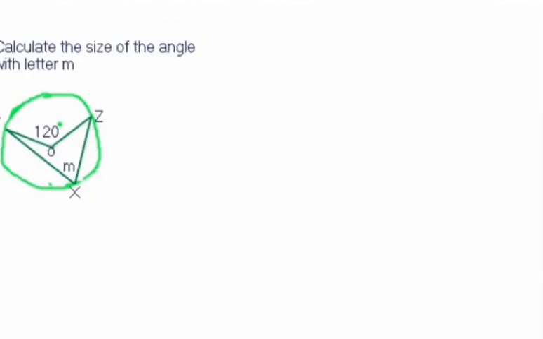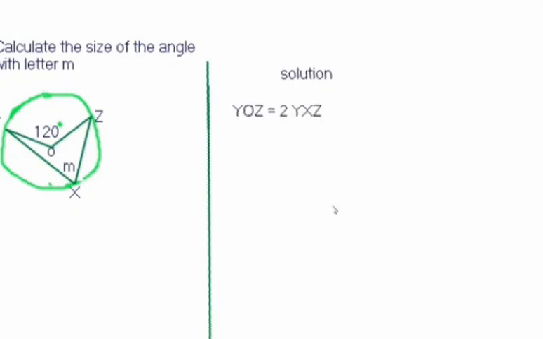Exercise 2 says calculate the size of the angle with letter M. This YZ is the arc with center O. M is the angle at X. So YZ is the arc. We want to prove that the angle at the center is twice the one at the circumference. Remember, the circumference point is X. So YOZ is equal to 2 times YXZ. The angle is on O and X.